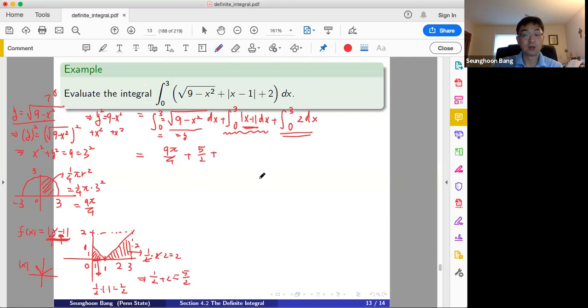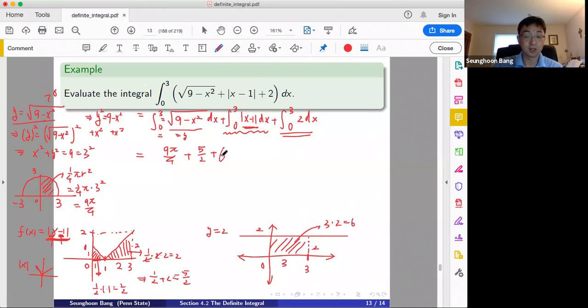The next one, y equals 2. The y equals 2 is a horizontal line. Always 0 to 3. Here the starting point is 0 and the ending point is 3. Here we need only the area of this rectangle. So the length is 3, the height is 2, so the area is 3 times 2, which is 6.